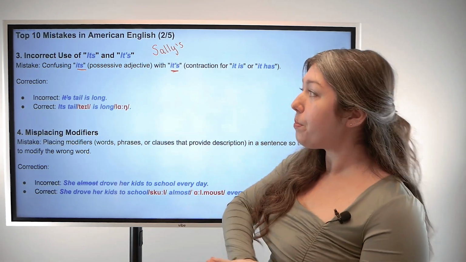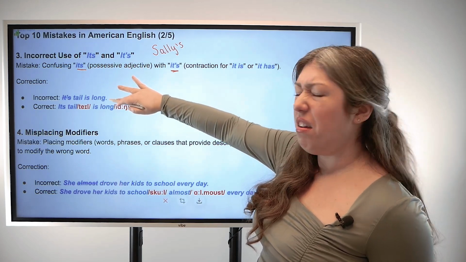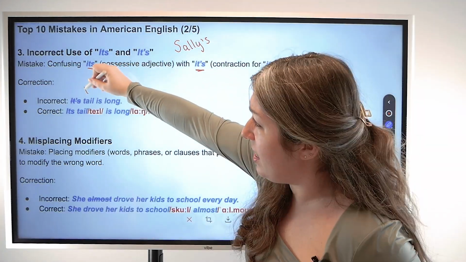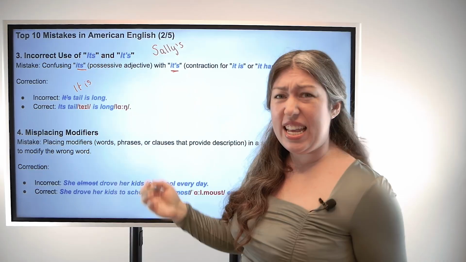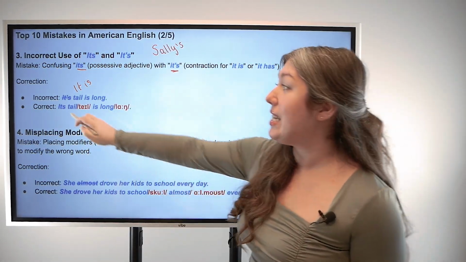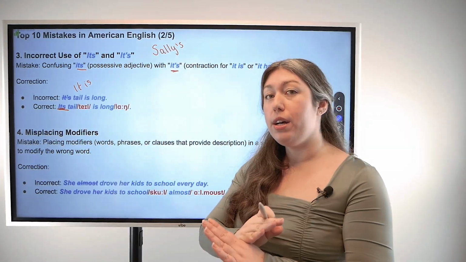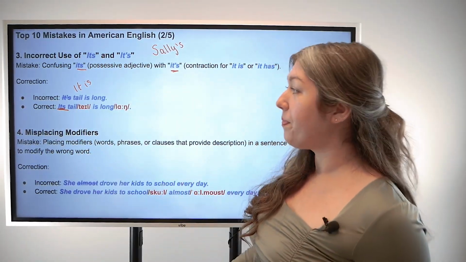So this is incorrect: "It's tail is long." That's wrong because it is tail is long. That doesn't make sense. The correct use is "its tail is long." Remember here, its with no apostrophe is possessive.